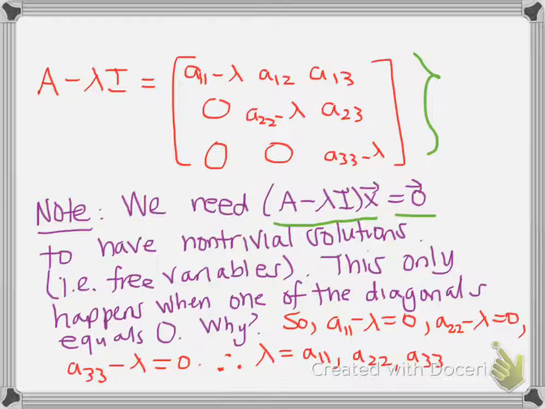And I want you to think about that. I'm not going to answer it here, but I want you to think about, why does that have to be the case? Why does it have to be the case that we'll only have non-trivial solutions or free variables when one of the diagonals equals 0? So think about if none of these equaled 0. What would that imply? Okay, and I'm going to leave that there. All right, so since it only happens when one of the diagonals equals 0, that means that we set each of these diagonals equal to 0. And so those become our eigenvalues, okay?